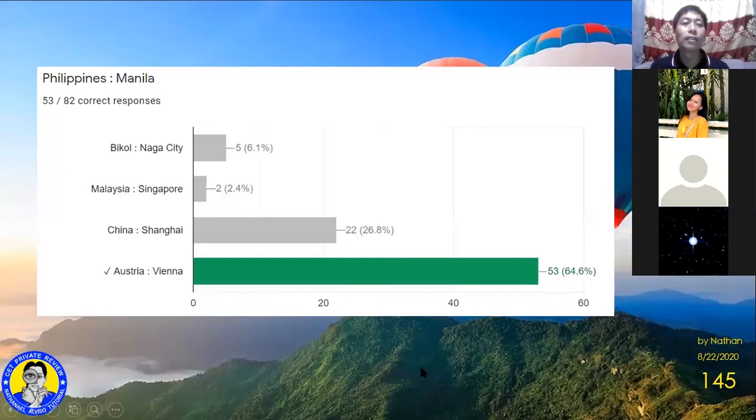And we also have Philippines, Manila. So if you answered Bicol, Naga City, as 5 of you did, Naga City is not the capital of Bicol. It's Legazpi City.